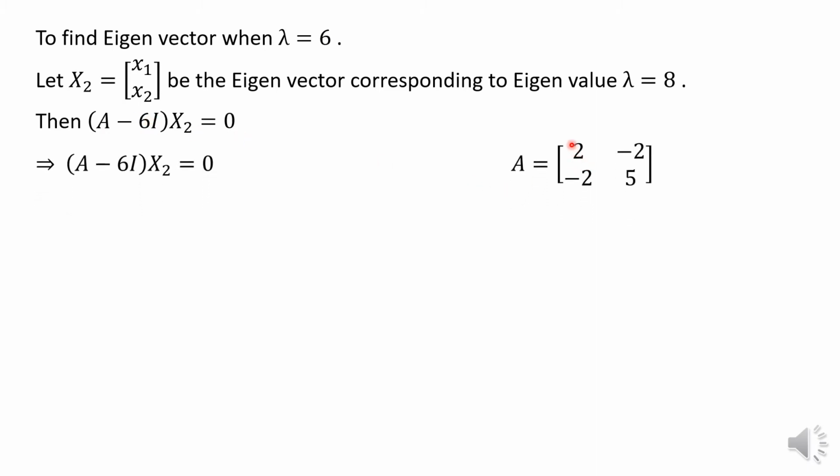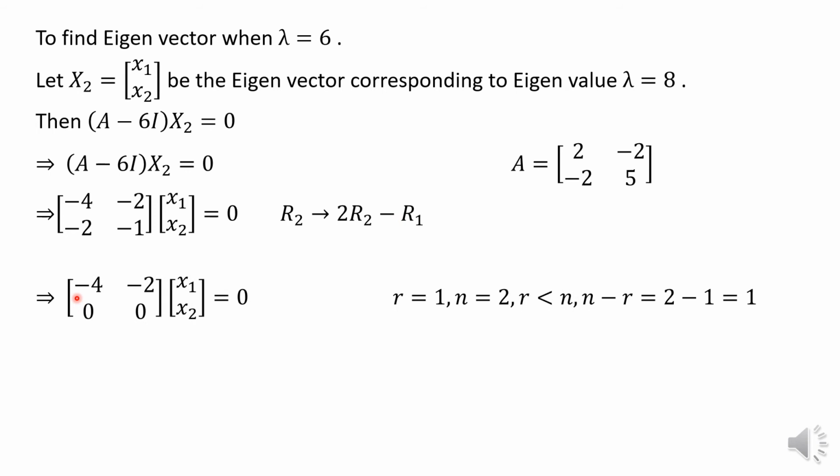A minus 6I means subtract 6 from the diagonal element, so we get 2 minus 6, yes, it is right. 2 minus 6 is minus 4, minus 2, and then 5 minus 6 is minus 1. Yes, it is right. So [x1, x2] is equal to 0. I have to make this element 0, so this is the row operation I am doing. Multiply this element by 2, so we get minus 4 here, and then subtract with r1, so that is 2r2 minus r1. So we get [-4 -2; 0 0] [x1, x2] is equal to 0.